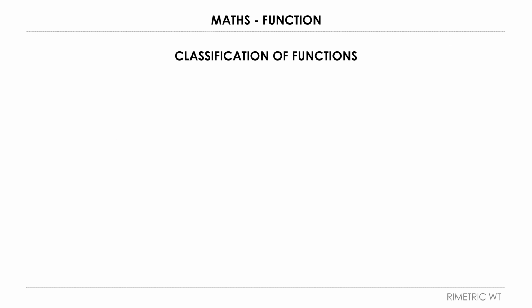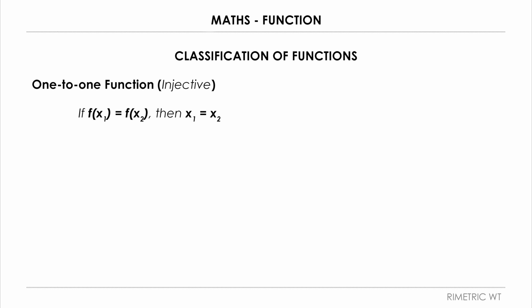All right, let's look at our first category, one-to-one functions, or what we call injective functions. By definition, a function is one-to-one if and only if different inputs always produce different outputs. In formal math terms, if f of x1 equals f of x2, then x1 must equal x2. Think of this as a rule of no sharing, meaning no two distinct elements in the domain can map to the same element in the codomain.